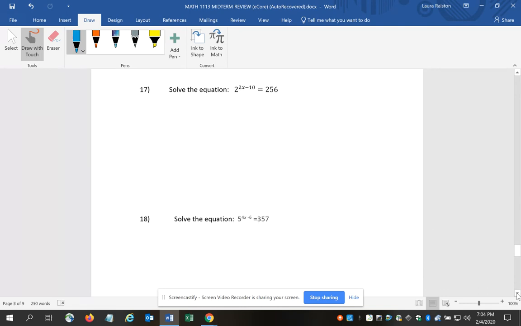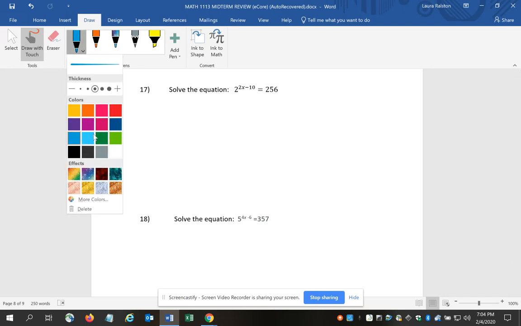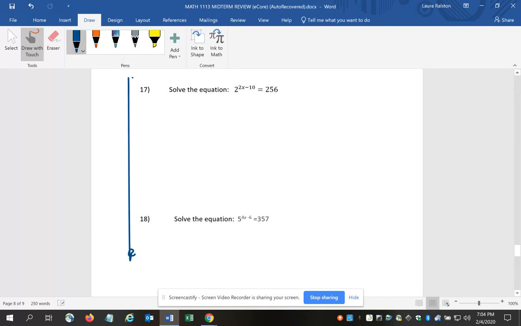The next question, number 17, is an exponential equation. There are a variety of ways for solving exponential equations, but I like to use the method that a logarithm and an exponential of the same base are inverses of each other. So that's something important to note. Whoops, sorry about that. Let me get rid of that big old line there.